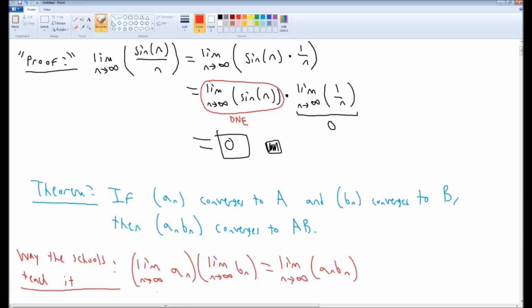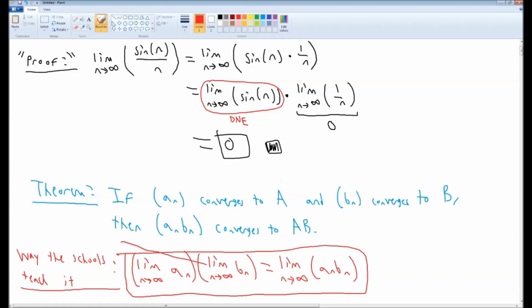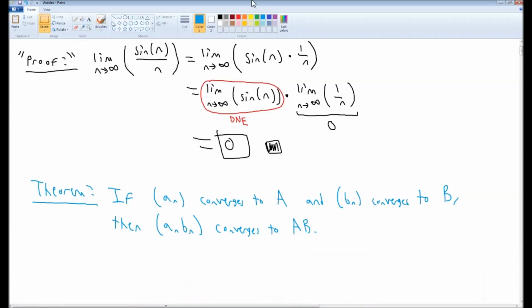Unfortunately, the way most schools usually teach this is by having the students memorize this as if it's some kind of magic formula. But the problem with this formula is that it's not always true. And so this is very dangerous. The safer way is to just forget about this and stick with the blue. If a_n converges to A and b_n converges to B, then the product converges to A times B.